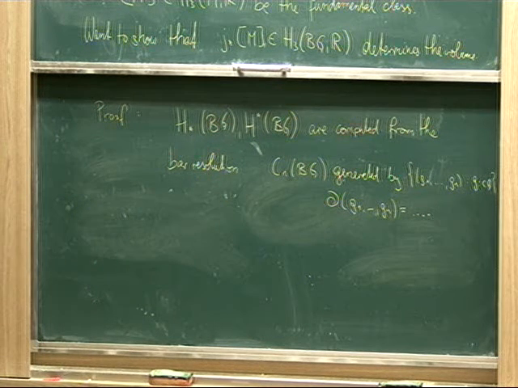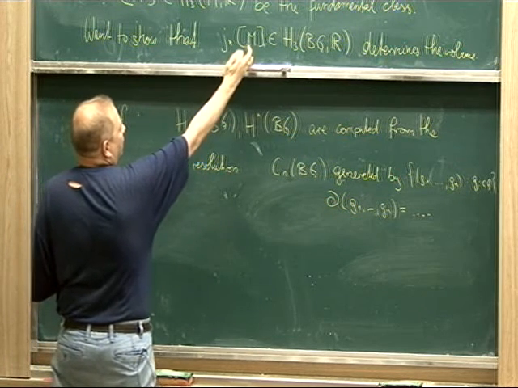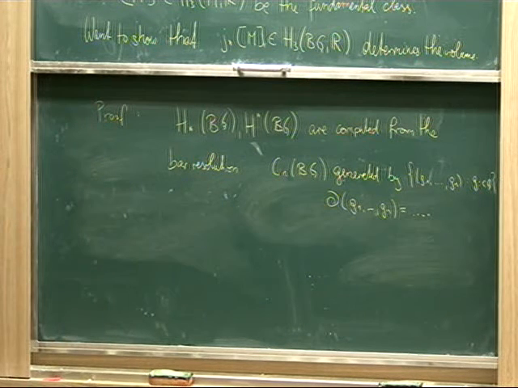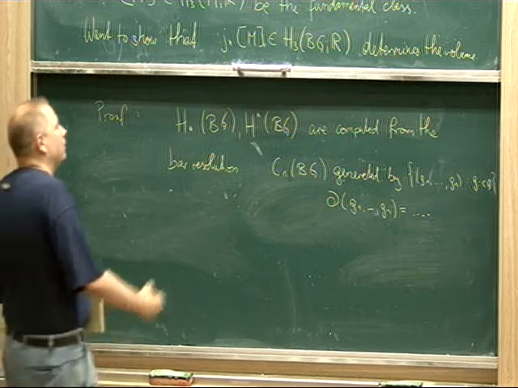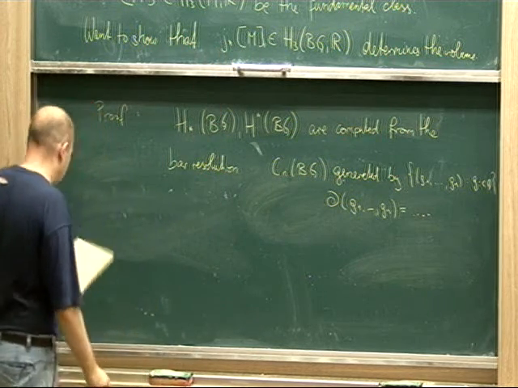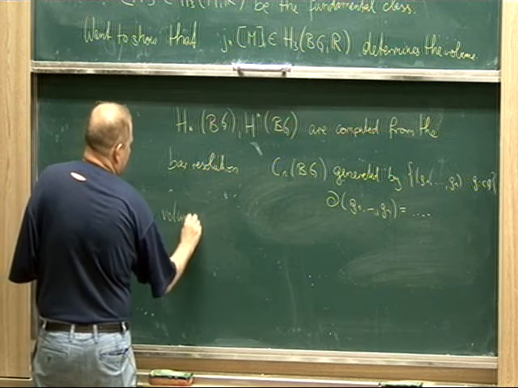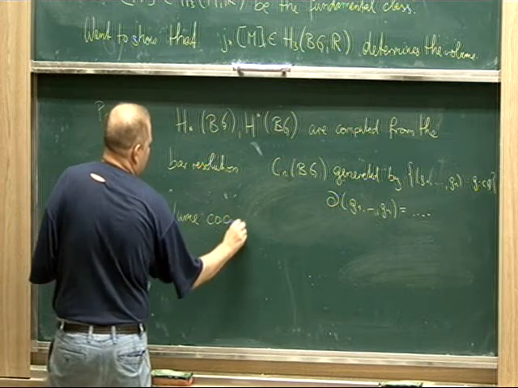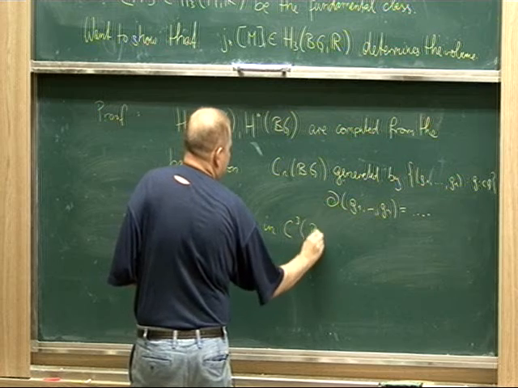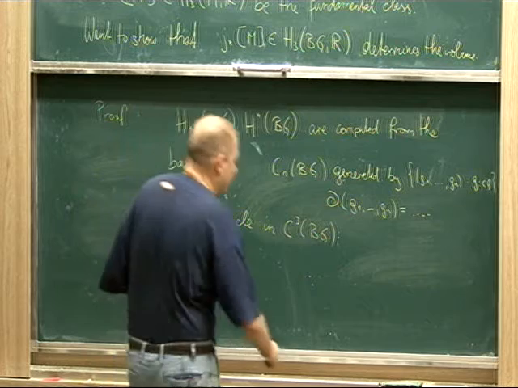We want to prove that a certain element determines the volume, and this will be proven by showing that a certain cohomology class, evaluated on this homology class, gives the volume. This cohomology class will be the volume class. So let's consider the volume cocycle. How is this defined?